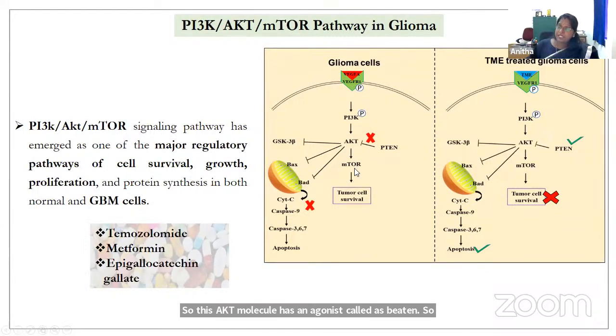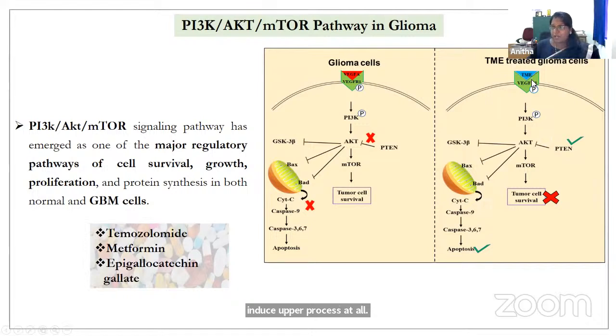Then AKT will activate mTOR, and mTOR will activate tumor cell survival, meaning the proliferation continues. AKT also inhibits BAX and BAD, which are pro-apoptotic proteins. Because of this inhibition, it doesn't induce apoptosis at all. So automatically the proliferation of the cancer cell continues.